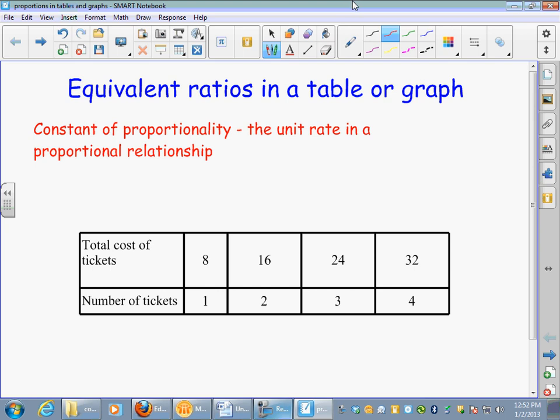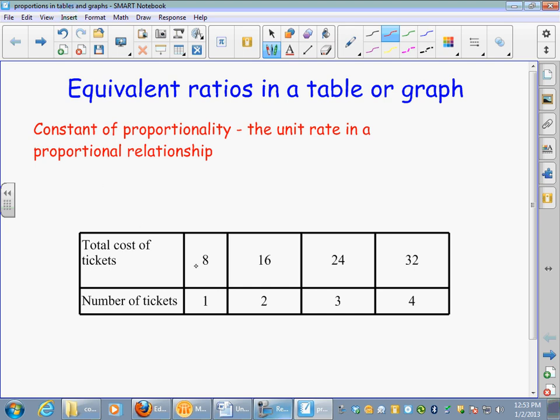But just remember, when we say unit rate, that means it's a rate where the denominator is 1. So it's always out of 1. That's what we're going to be looking for as our constant of proportionality. All right, so two ways: we can look at tables and at graphs to see if things make a proportion or not.